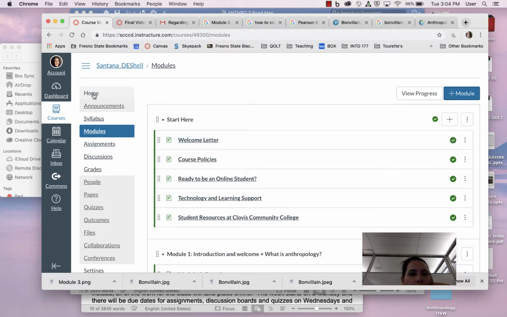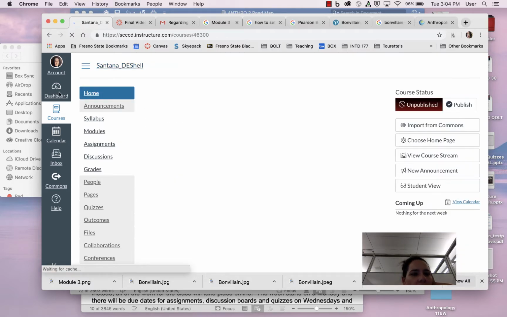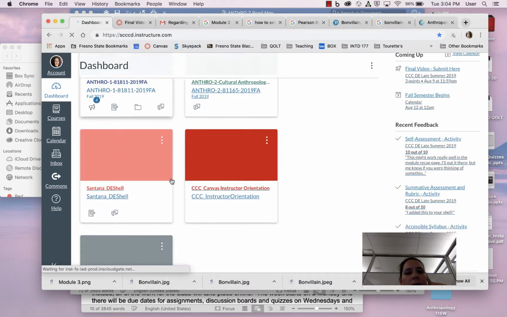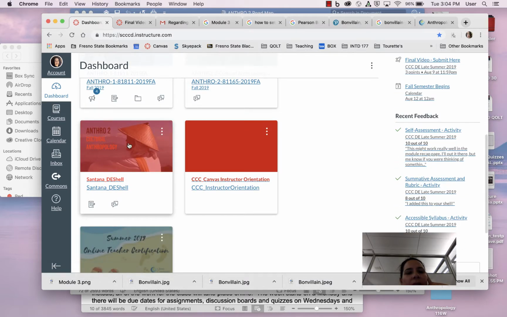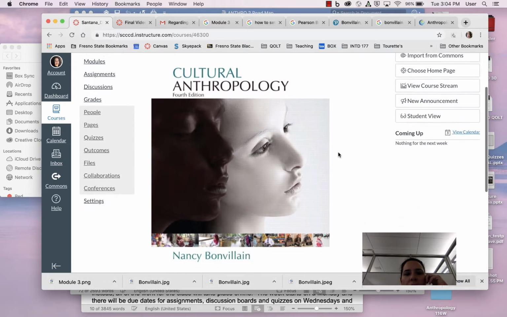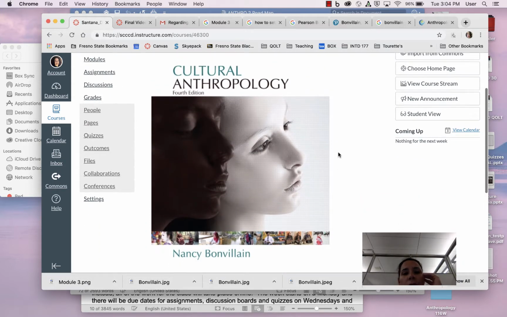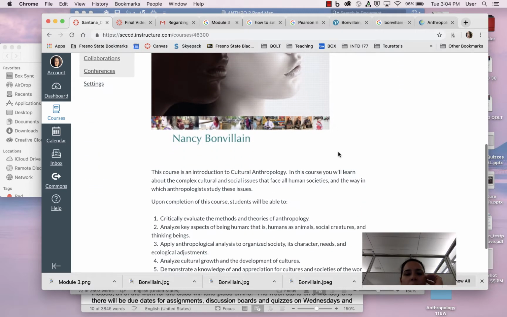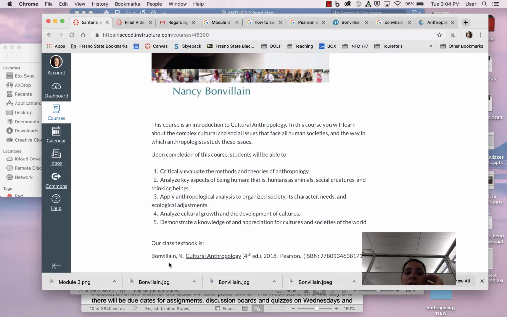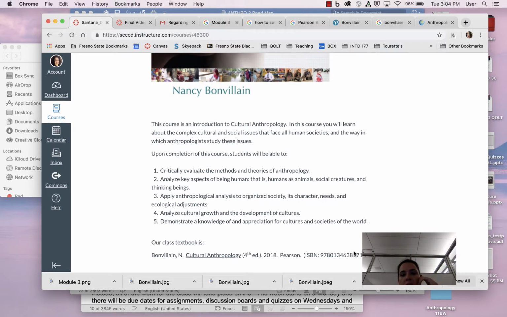I'm going to show you, well, let's see, we go to the dashboard. I've added a picture for the course. I've created a picture that has the name of the course, Cultural Anthropology. And I've added a home page that has the picture of the textbook that we'll be using, also a brief introduction to the course and the objectives of the course for students, and the name of the textbook and the ISBN.